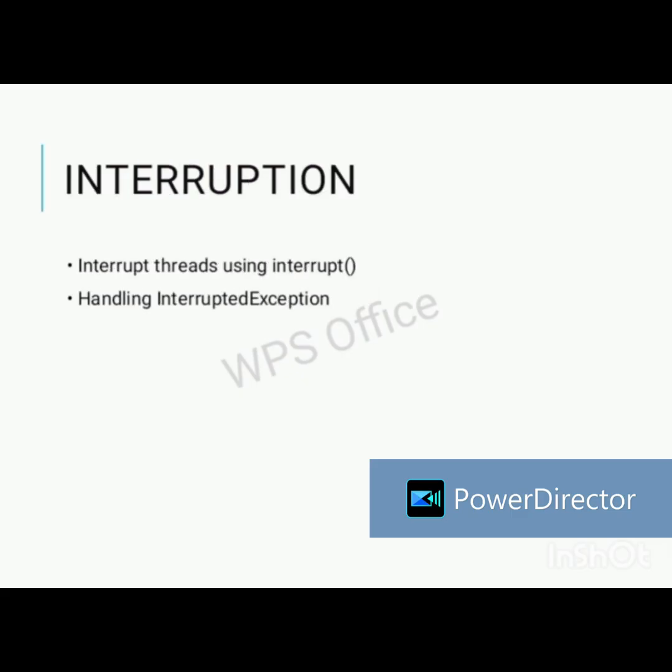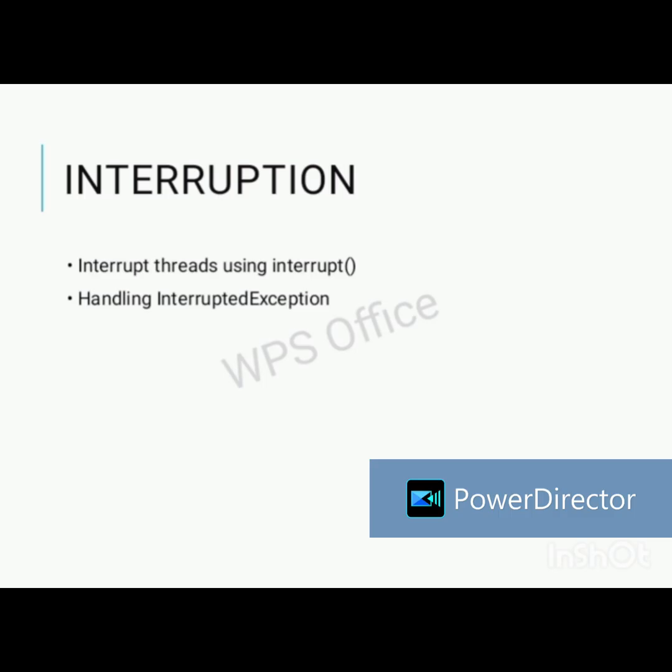Interruption: in Java, threads may need to be stopped or notified to stop during execution. However, Java does not provide a direct method to forcibly kill a thread. Instead, it offers a safer mechanism known as thread interruption. Thread interruption allows one thread to signal another that it should stop what it is doing. This is achieved using the interrupt method.